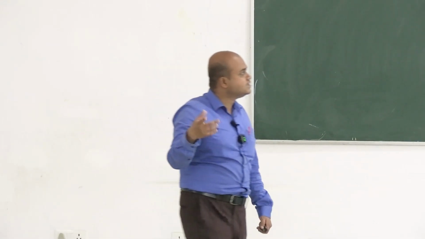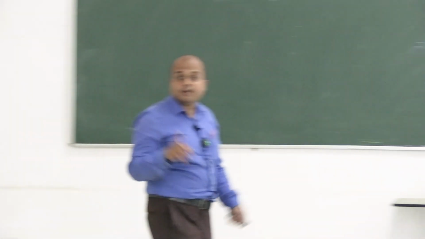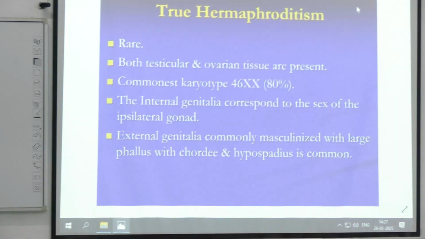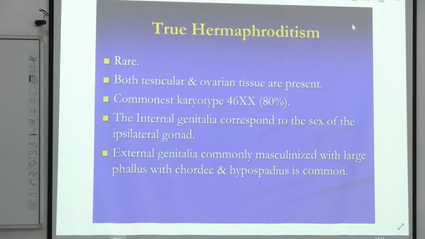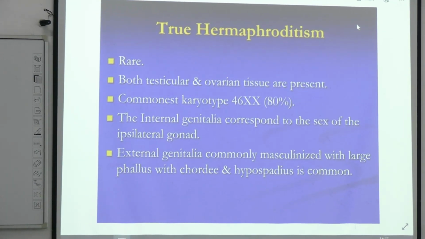Ovotestis is 80%, and the commonest karyotype is 46XX. Now, if XX and XY both come, how many chromosomes in total? 48. So it will be 46 XX commonest, but it can be a mixture of XX and XY. Those are more rare. The total thing is rare, true hermaphroditism. Why true? Actual presence of both gonads.